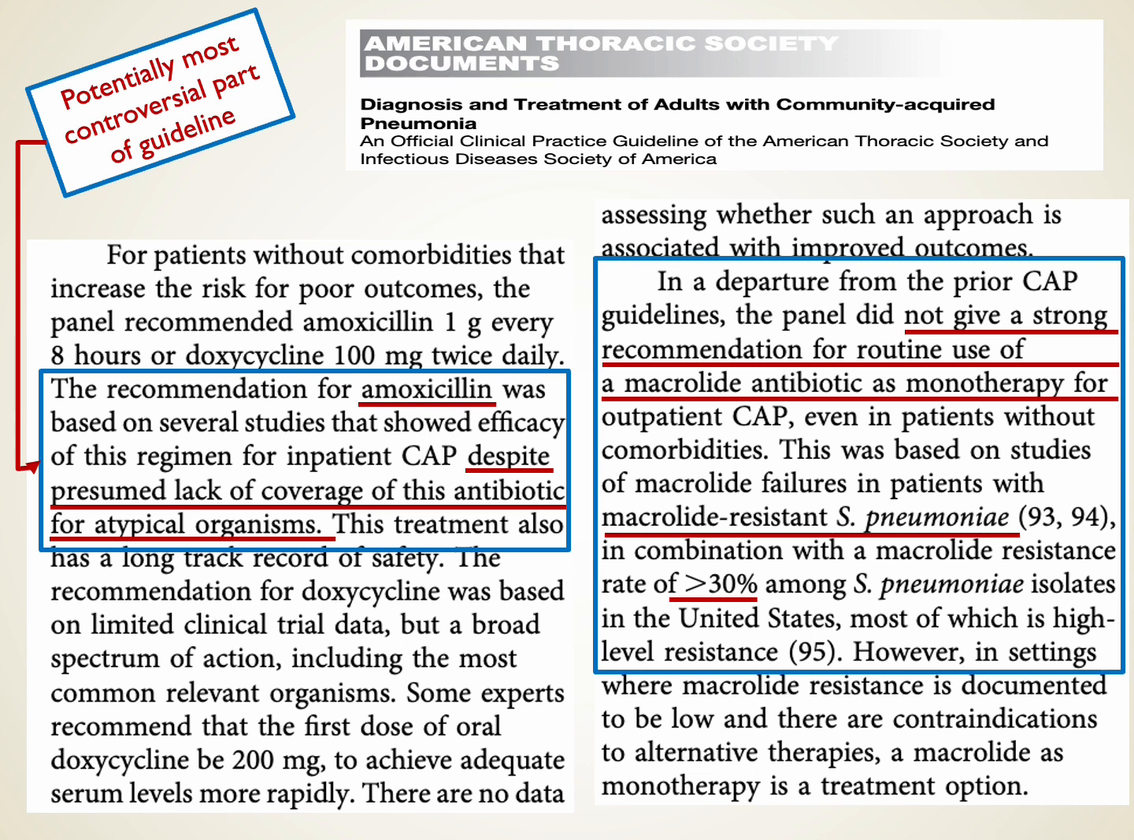And if your amoxicillin track record in your region, based on antibiogram, is not great for strep pneumo with azithromycin, then that might not be a great empiric choice.